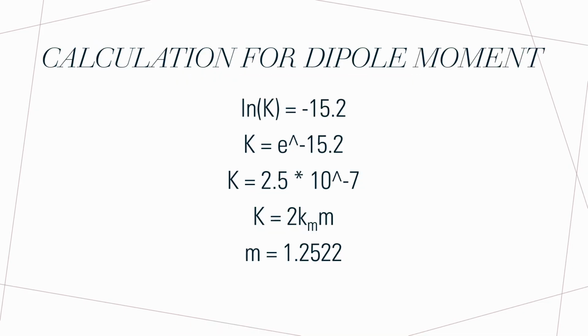meter stick. This was the calculation for the dipole moment, where the natural log of K was our intercept, negative 15.2. So then K was e to the negative 15.2, and thus K was 2.5 times 10 to the negative 7. K is equivalent to 2kmm, and thus our magnetic moment, the magnitude, was 1.2522.